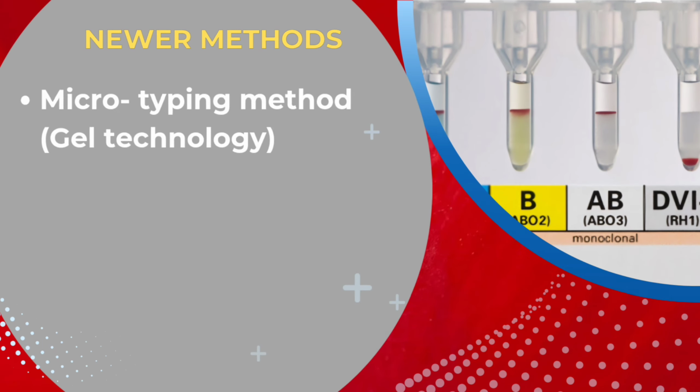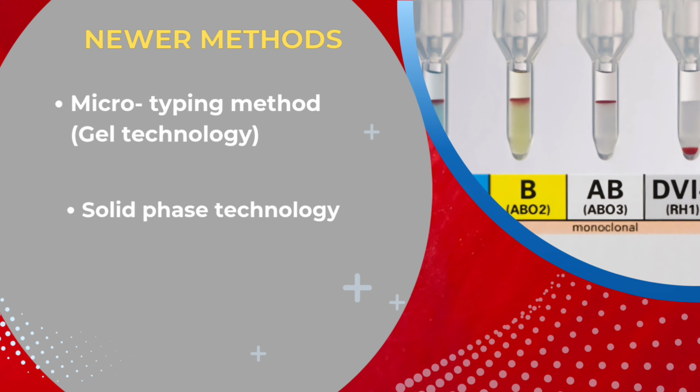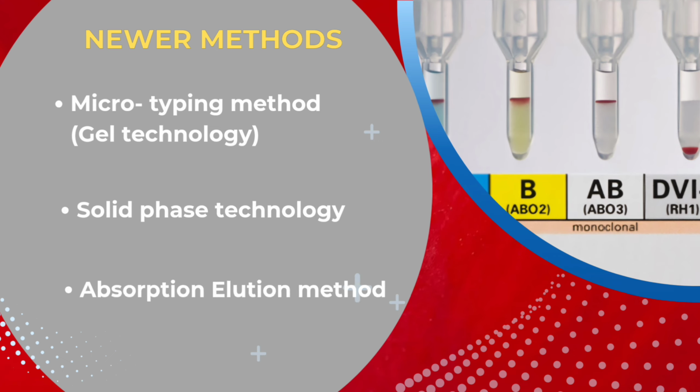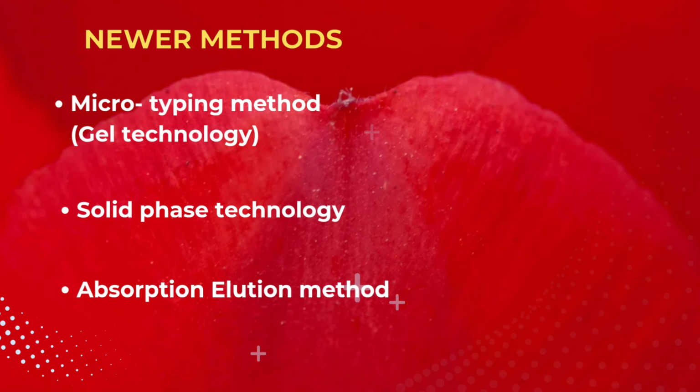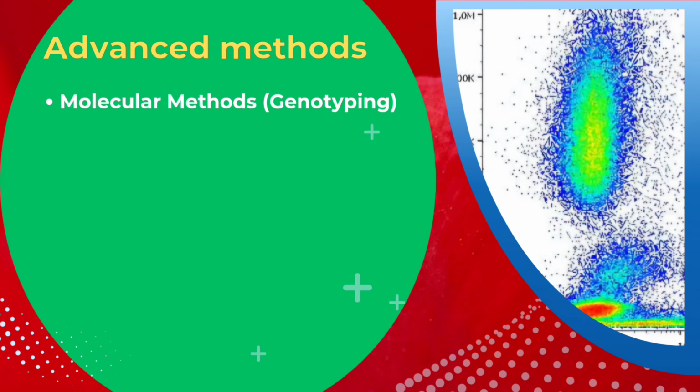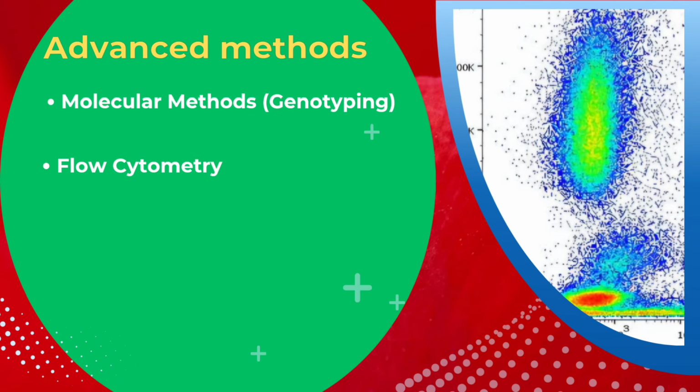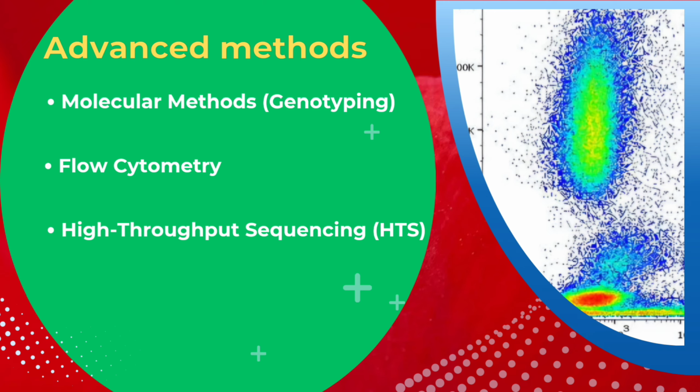Newer blood grouping methods offer significant advantages over traditional methods, including increased accuracy, faster results, the ability to identify rare blood group antigens, improved detection of weak reactions, and the potential to test for a wider range of blood group systems, leading to better patient care and transfusion management.